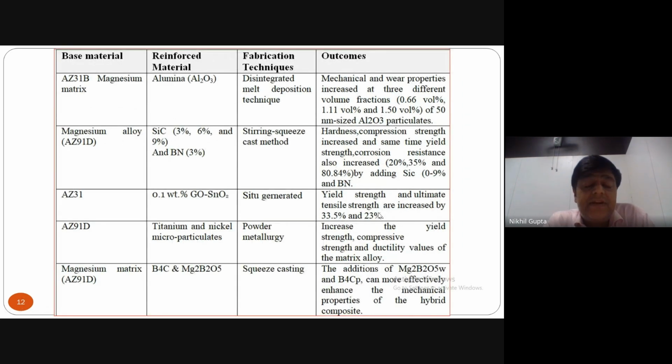Now I have read, sir, some papers and found some conclusions. Considering some base material, aluminum oxide, and the fabrication process, the outcome was that mechanical and wear properties increased at 3 different volume fractions: 0.5 volume percent, 1.66 volume percent, 1.12 and 1.5.